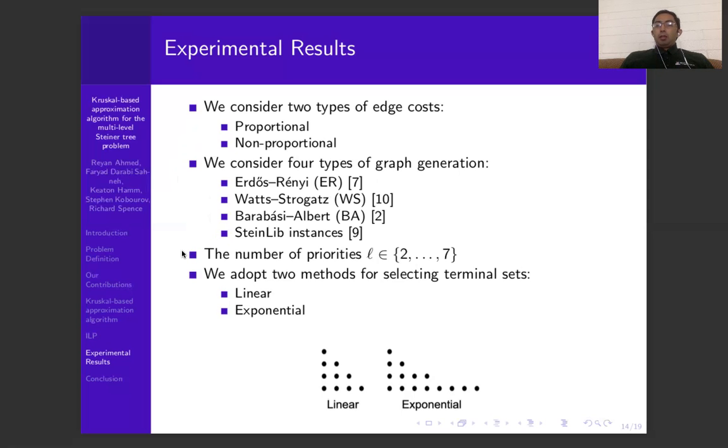The number of priorities L varies from 2 to 7. We adopt two methods for selecting terminal sets: linear and exponential. In the linear method, as we go from top to bottom, the number of terminals increases linearly. And in the exponential case, the number of terminals increases exponentially.